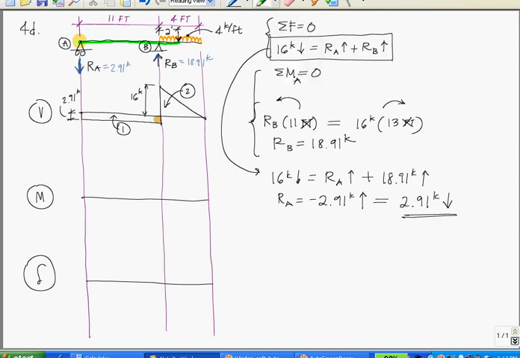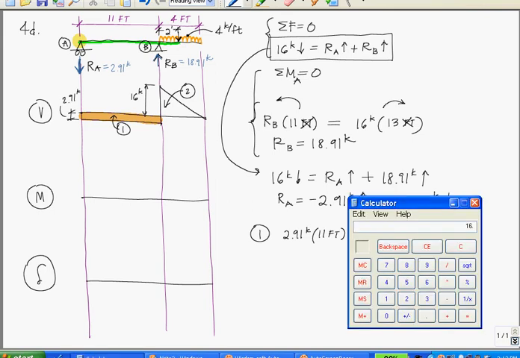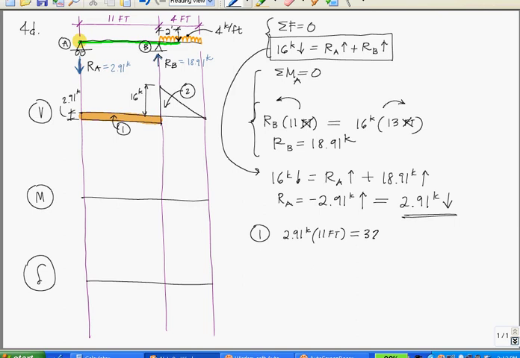Now, area 1 is a rectangle. The formula for the area of a rectangle is base times height, or in our case, 2.91 kips times 11 feet equals 32.01 kip feet. And again, I'm computing areas. Area 1, area 2.